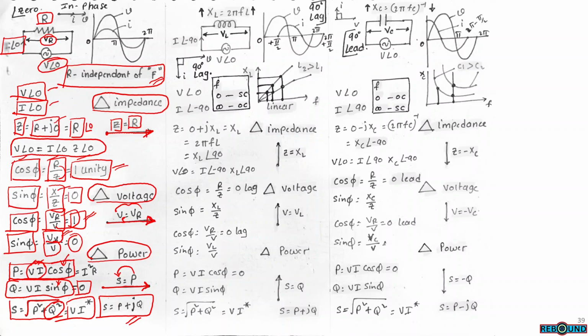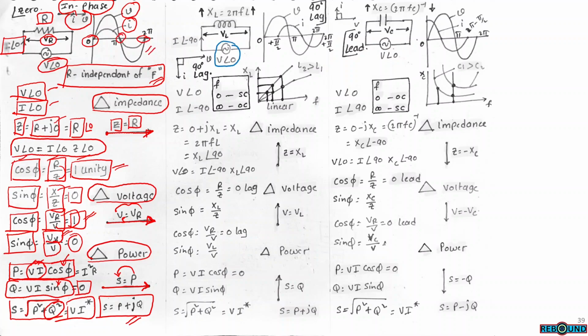If you take waveforms, this is the voltage waveform and this is the current waveform. Voltage and current, these two will be in phase. Both are crossing 0 at the same time. So these are in phase.